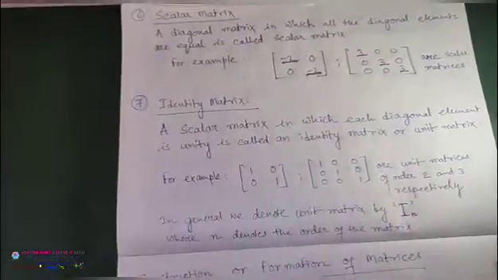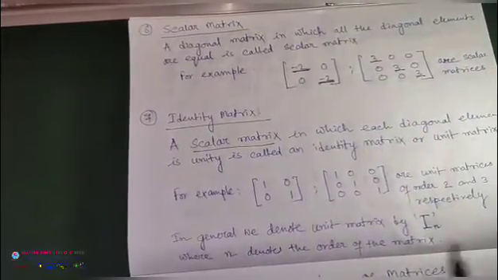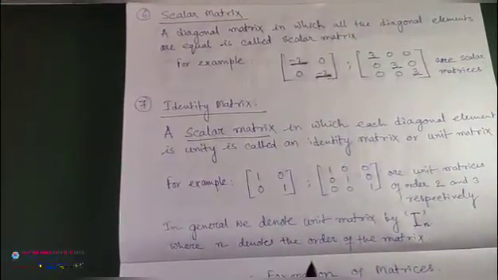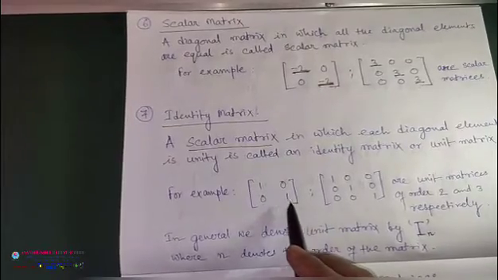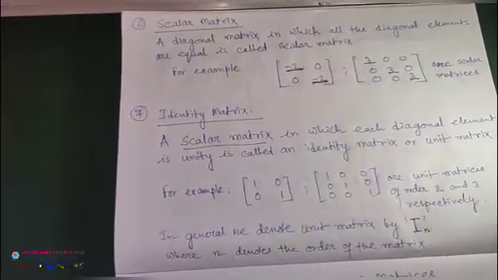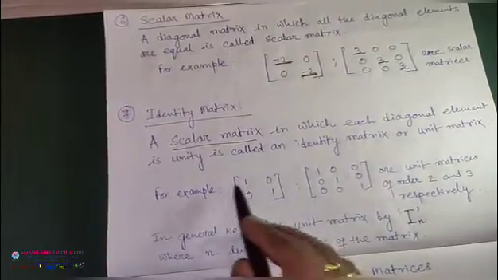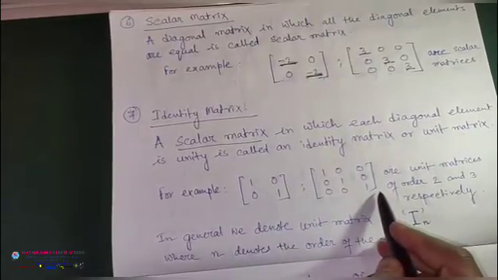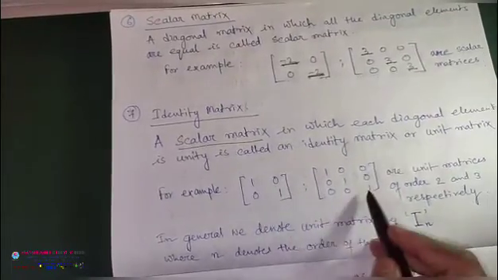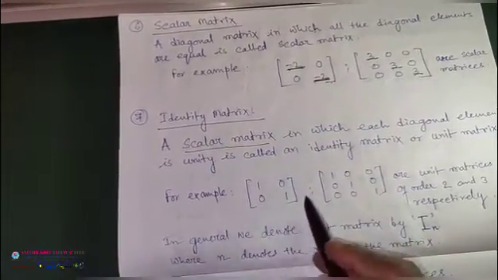Next one, identity matrix. A scalar matrix in which each diagonal element is unity is called an identity matrix or unit matrix. That means if the diagonal elements are 1 or unity, then the scalar matrix is known as identity matrix. This is a 2 by 2 order matrix. Here the diagonal elements are 1. This is a 3 by 3 order matrix. Here the diagonal elements are 1. So in both the cases, all the diagonal elements are unity. That is why this matrix is known as unit matrix.